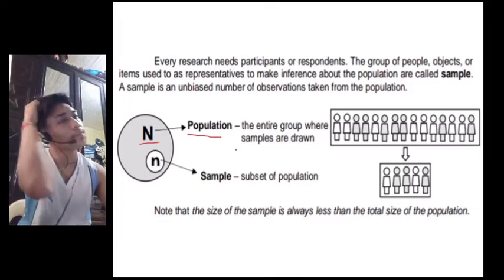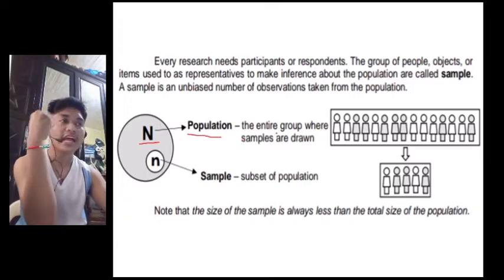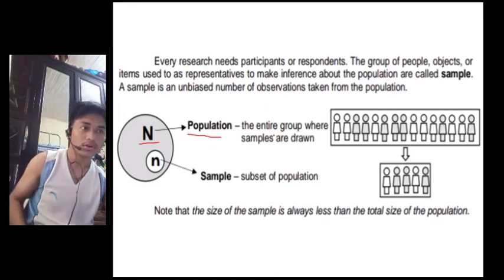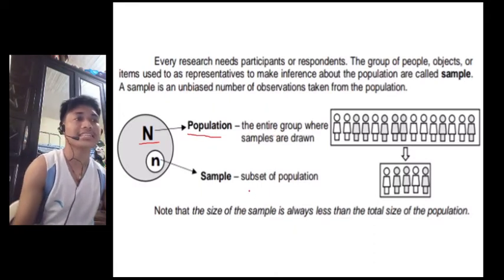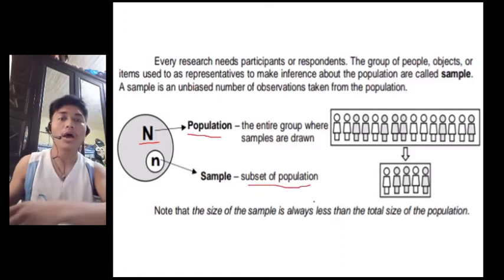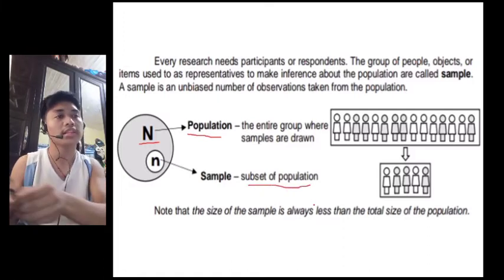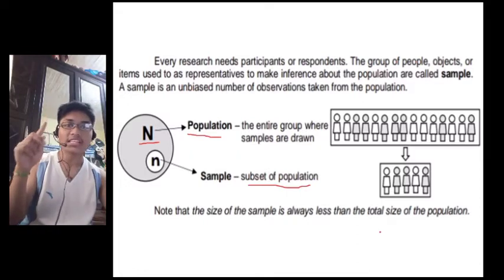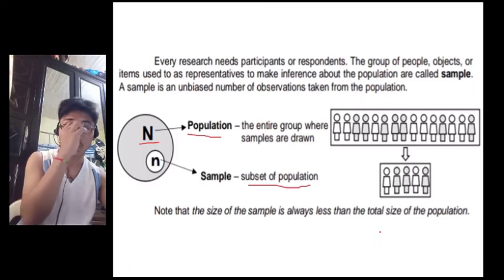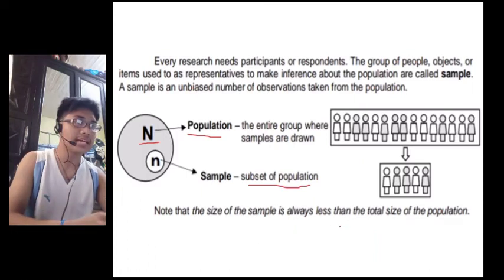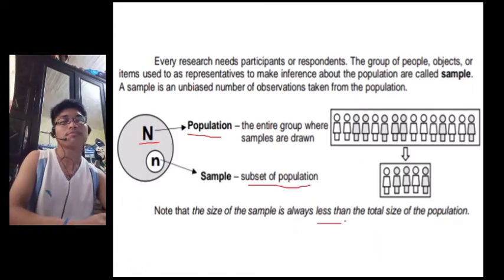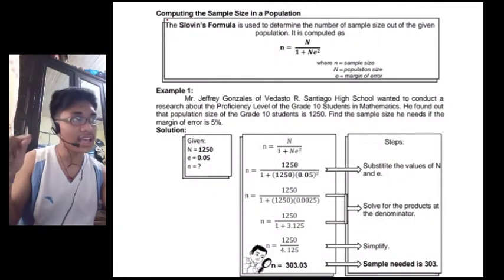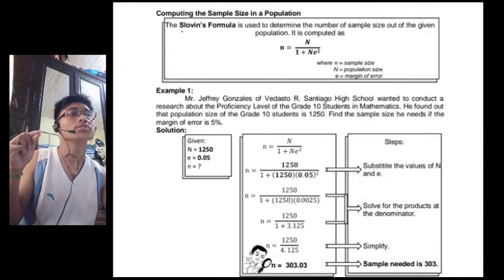When we say population, it is the entire group from which samples are drawn. The sample is the subset of the population. So note that the size of the sample is always less than the total size of the population. Bakit po kaya?